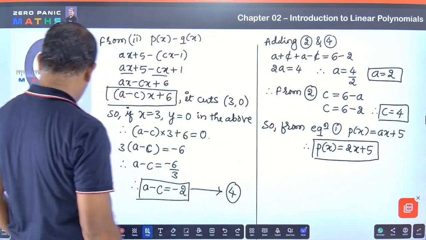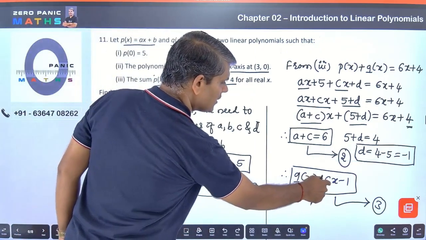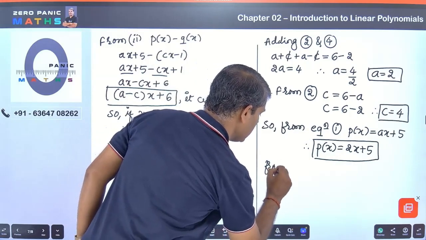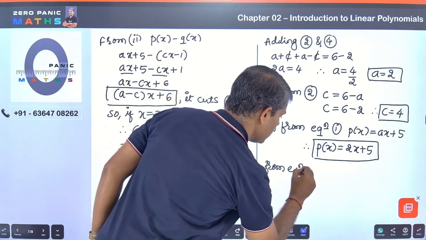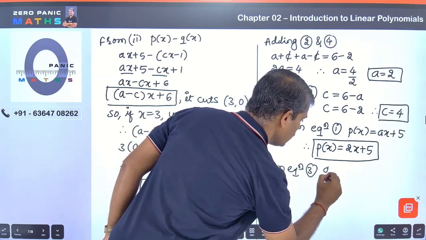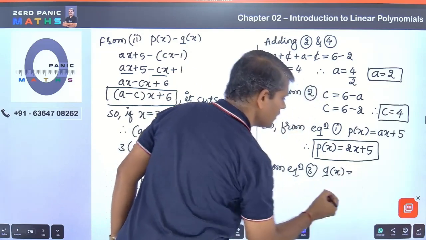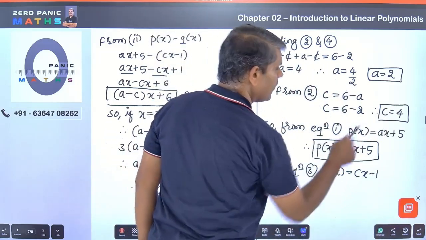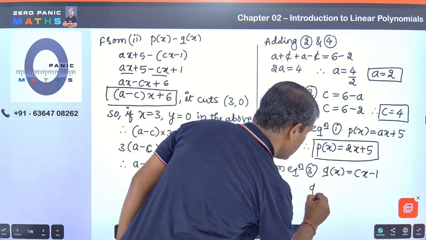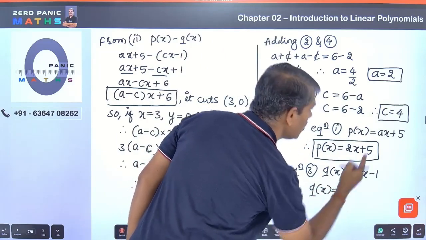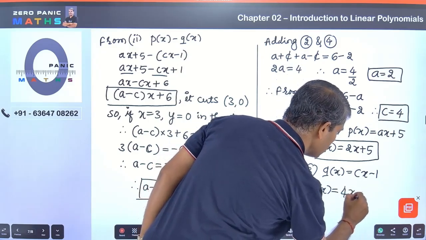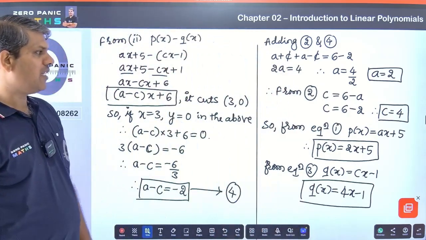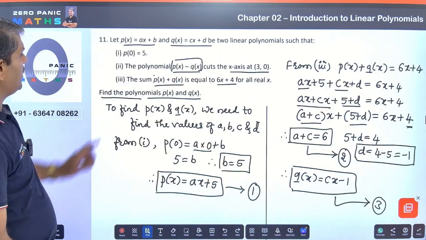And from equation 3, that is q of x is equal to cx minus 1. Substitute the value of c is equal to 4. This will be q of x is equal to 4x minus 1. So these are the two polynomials that were initially required in this problem.